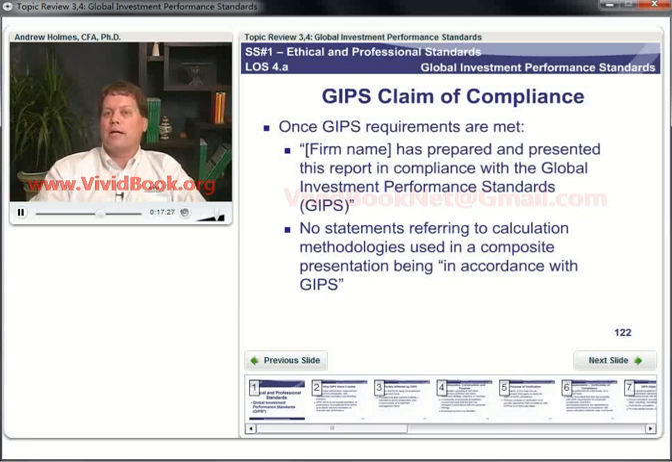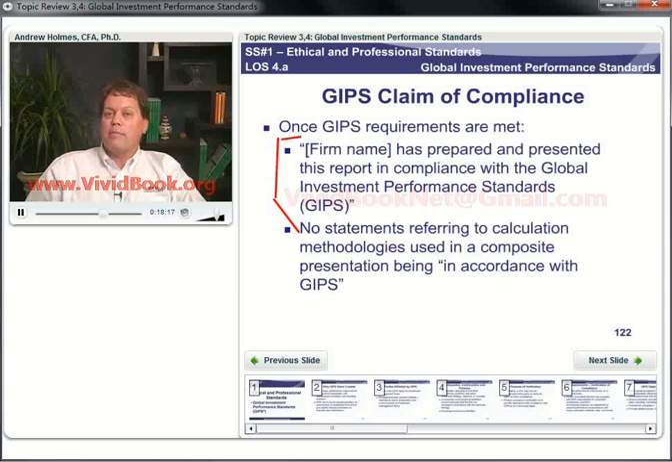Okay, so what about the claim of compliance? Well, here's what you're working for. This is what I would like to see on every presentation and every report that comes out of any sort of money management firm. So the firm name, whoever that is, Andes Investments, has prepared and presented this report in compliance with the Global Investment Performance Standards. If you, on a firm-wide basis, comply with all the elements, then you get to use that statement. That's the big prize. You can't have any statement referring to calculation methodologies used in composites as being in accordance with GIPS. Okay, GIPS is owned or controlled by the Institute, and you can't cherry pick the parts you want. You're either within GIPS compliance, in which case you can claim it, or otherwise you simply have to leave GIPS out of the process.